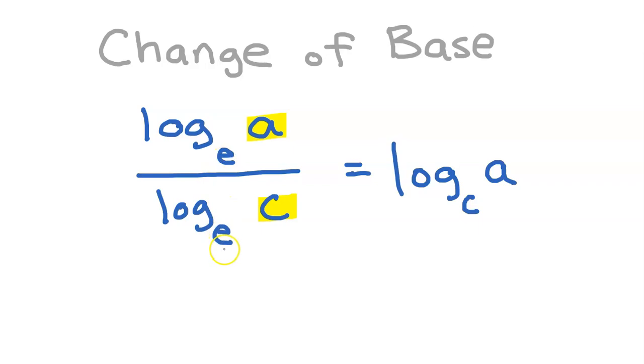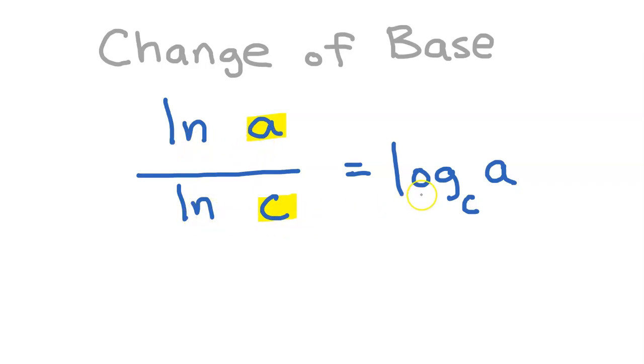Because of the way the original base disappears when you do the change of base formula, it doesn't matter what the original base was, you would still get the same answer. So if I had log base e of a over log base e of c, it would still become log base c of a. Of course, we never write log base e. Instead, we write natural log. So if we have natural log of a over natural log of c, that will be the log base c of a.